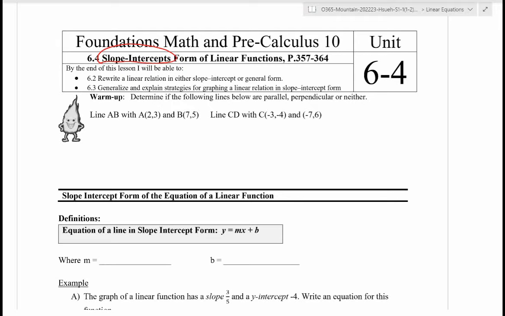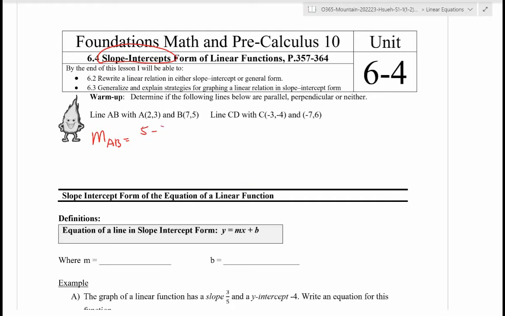We were looking at the slopes for parallel lines and perpendicular lines, right? So let's see here. We have two lines, line AB and line CD, and we want to see if they are parallel, perpendicular, or neither. I'll give you a minute to try it. Okay, so you can find the slope of AB.